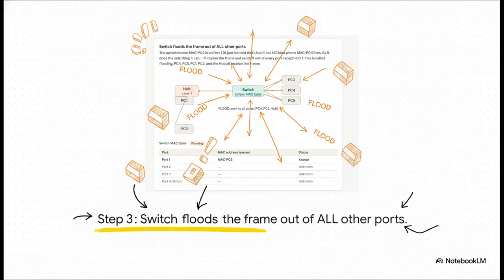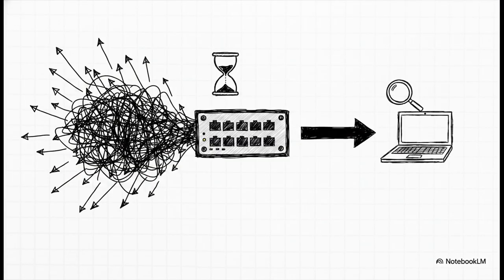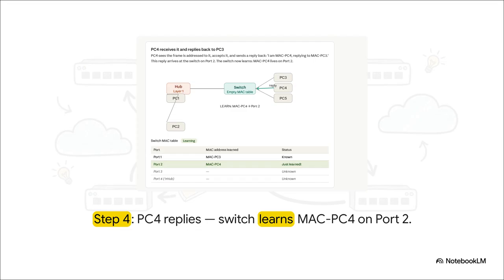PC5 and the hub are going to read the destination MAC, realize, oh, this isn't for us, and just silently discard it. So the crucial point is, you might be thinking this chaotic flooding is just as bad as a hub, but it's not. This is only a temporary, brief discovery phase. It is not a permanent flaw. The switch is just trying to find out where PC4 lives. Which brings us right to step 4.